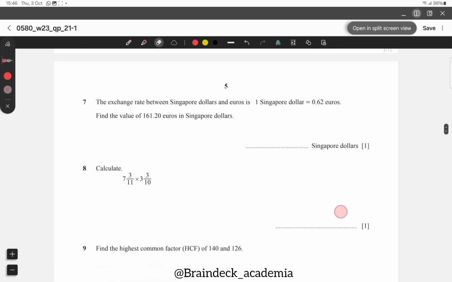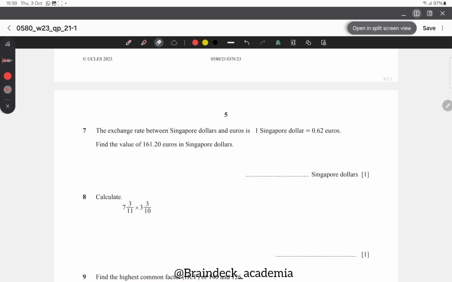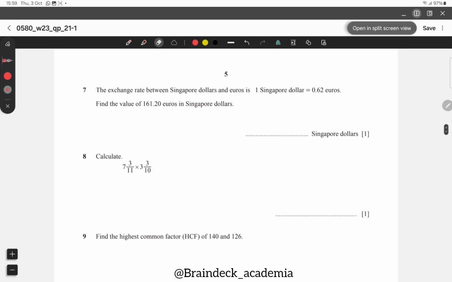So let's move on. Number 7. Number 7 says the exchange rate between Singapore dollars and euros is 1 Singapore dollar to 0.62 euros. Find the value of 161.2 euros in Singapore dollars. Since 1 Singapore dollar equals 0.62 euros, you simply do 161.2 divided by 0.62.